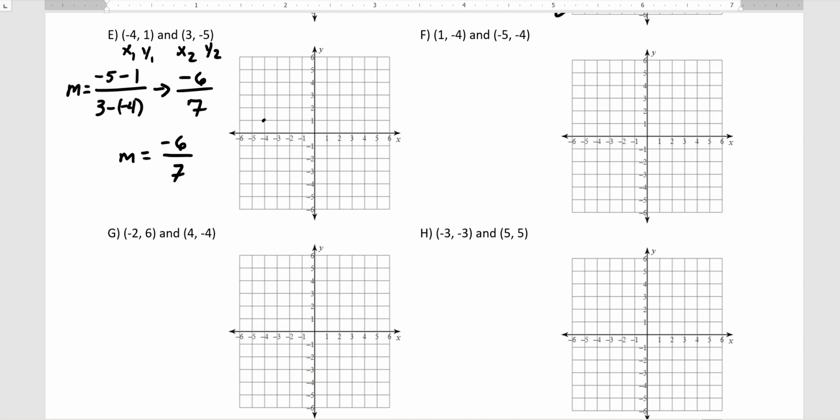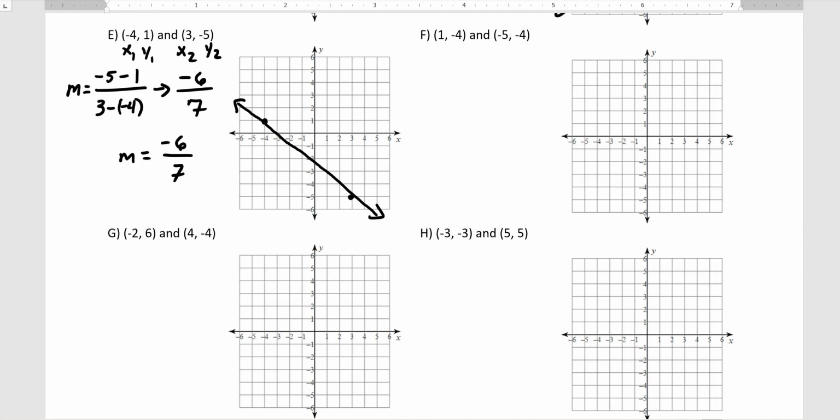So -4, 1 goes right here. 3, -5 would be right here. So do we go down 6? 1, 2, 3, 4, 5, 6 over 7. 1, 2, 3, 4, 5, 6, 7. Yes, indeed, we do. All right, draw a line connecting the dots.